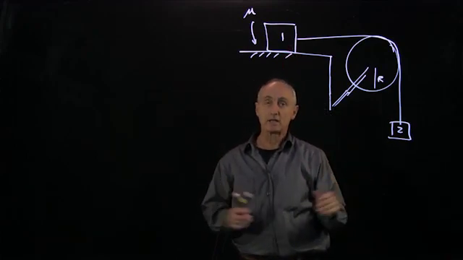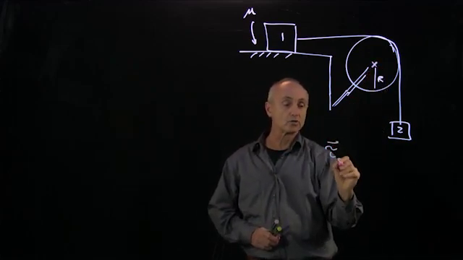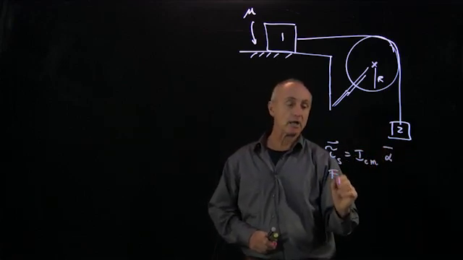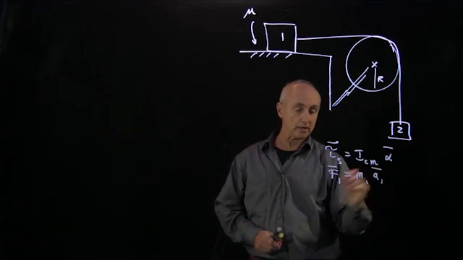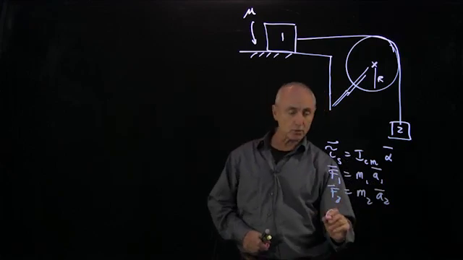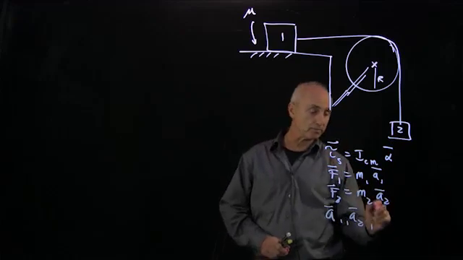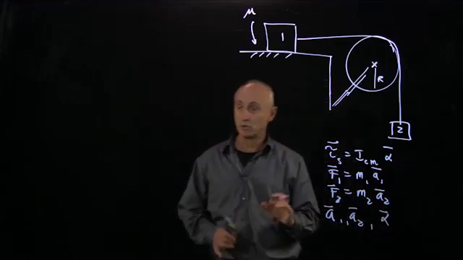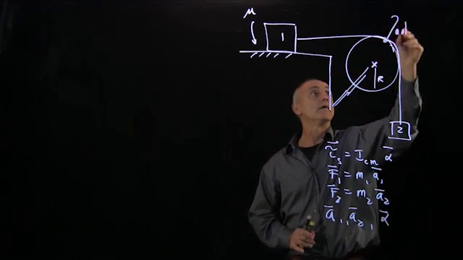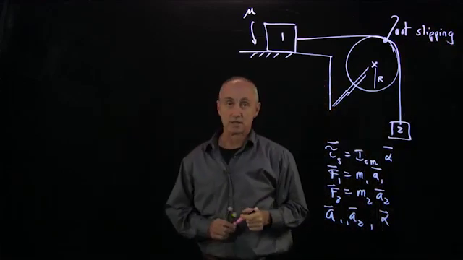Now, in order to analyze this problem, I'm going to apply, for the pulley, torque equals I_CM alpha. And for each of the blocks, I'll apply F1 equals m1 a1 and F2 equals m2 a2. But the important thing to realize is that these three quantities, the acceleration of block 1, the acceleration of block 2, and the angular acceleration of the pulley, are constrained because the string is not slipping around the pulley. And so let's begin to analyze this type of problem.